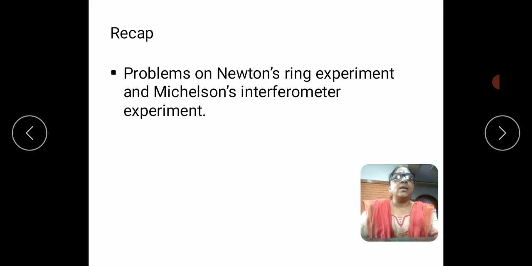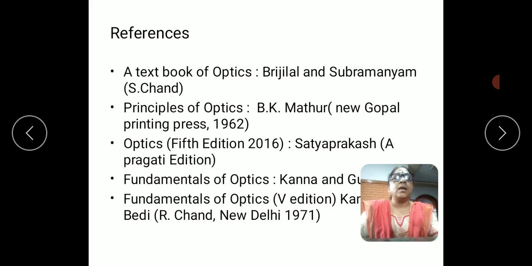So here we have seen the problems on the Newton's rings experiment and also the Michelson's interferometer experiment. These are a few references, and you can solve more problems from these references.